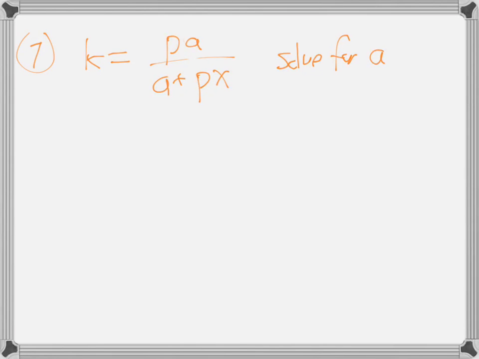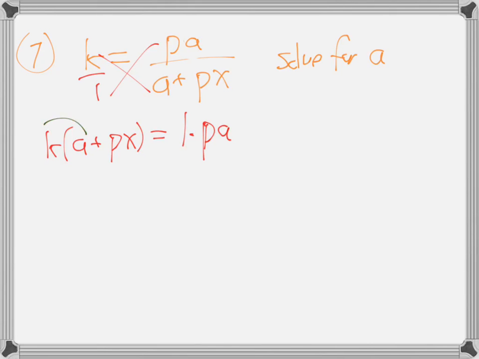Is that just 2 fractions? Yeah, just 1 fraction each side. Diagonal, diagonal. Okay, so put this over 1, diagonal, diagonal. K times (A plus PX) is 1 times PA. We good? And then distribute. Boom, boom. KA plus KPX is PA.